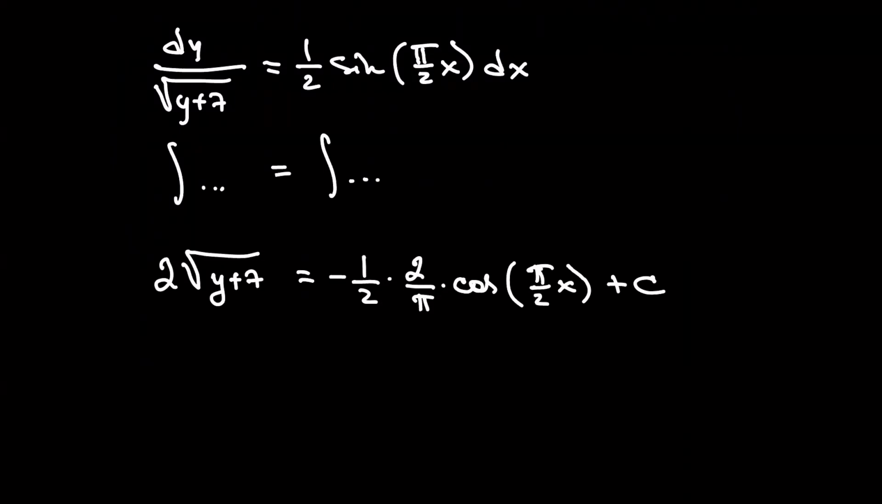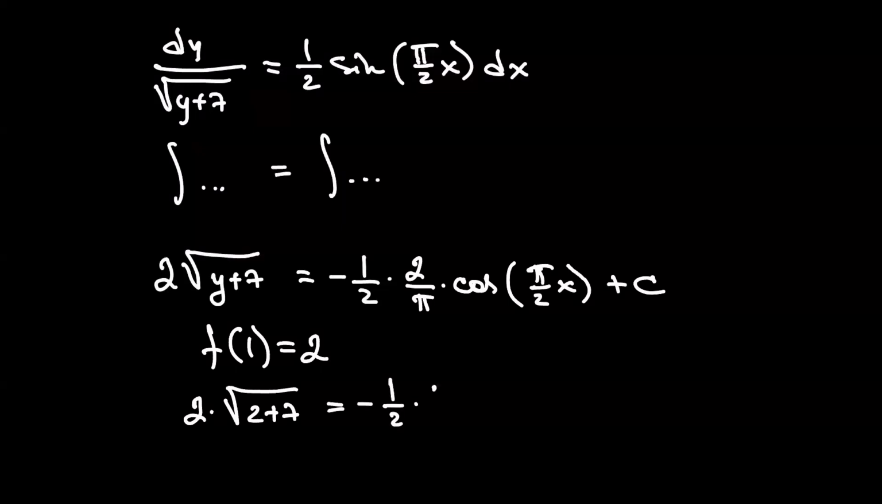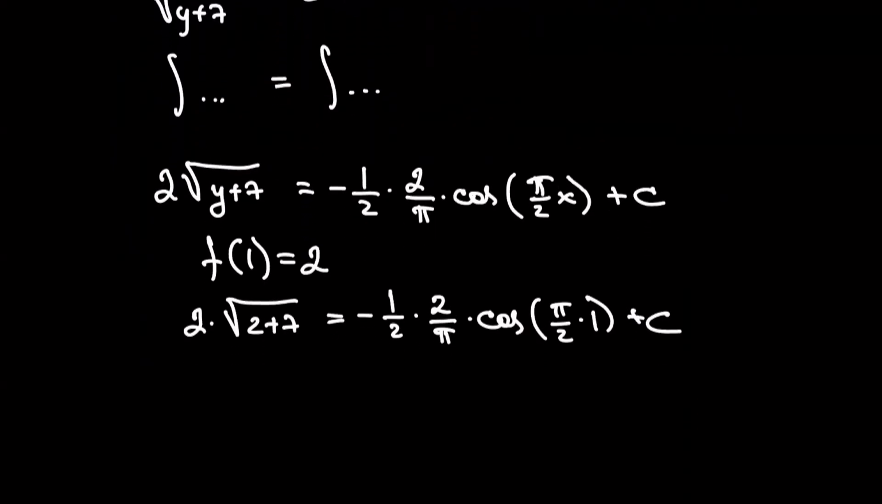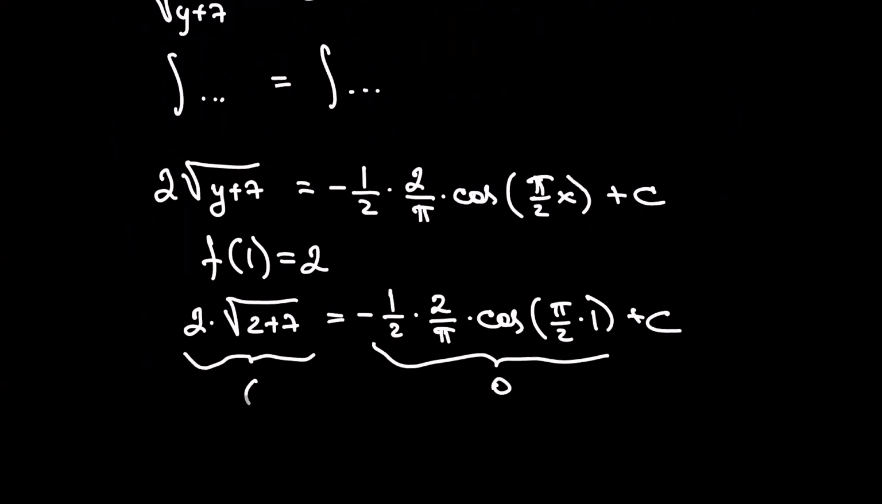And so then in that case, we need to plug in the initial condition f of 1 equals 2. Plugging it in gives us 2 times the square root of 2 plus 7 equals negative 1/2 times 2 over pi times cosine pi over 2 times 1 plus a constant. And so this term is 0 because cosine pi over 2 is 0. This term is 6. And so we see that c is equal to 6.